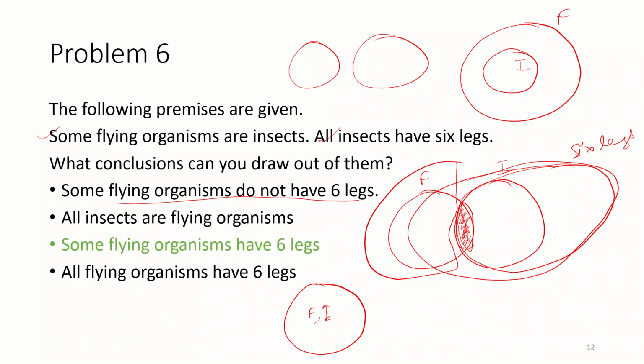But I think with the subject and predicate, you can confirm that answer. Yeah, that subject predicate we can essentially apply another way. But the thing is, some flying organisms do not have 6 legs. We do not have a connection between flying organisms and 6 legs. We do not know if those are directly interconnected. So if those are not directly interconnected, we can't tell.